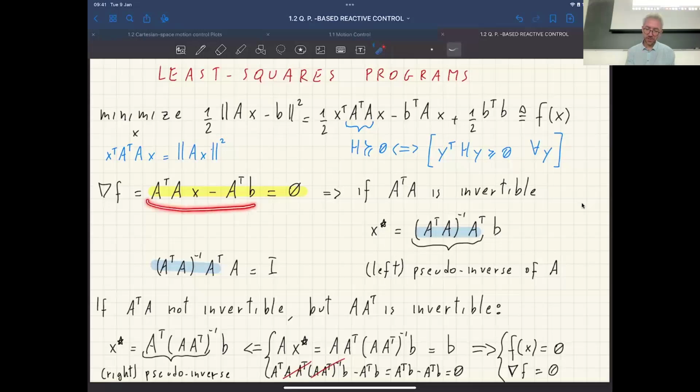So this expression here gives me the gradient of the function f, and I want this to be equal to 0 to be at a minimum. So I set it equal to 0. This is basically a linear system of equations, which is the only system of equations that we basically know how to solve.